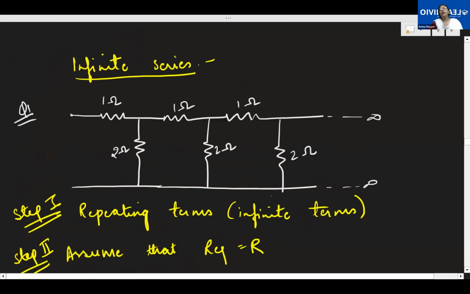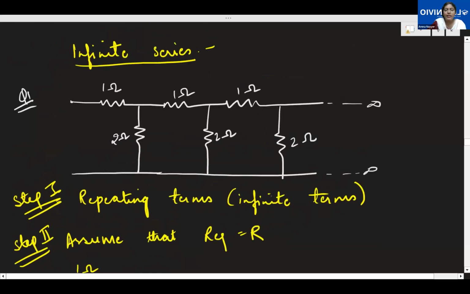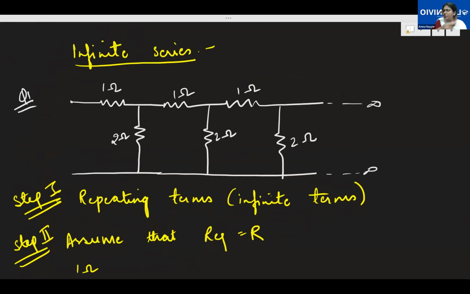There's one more case, of infinite series. What do you do for an infinite series? You identify the repeating terms. I'll just tell you the method; the calculations you can do later. Like in this, I can see 1 ohm resistor, 2 ohm resistor, 1 ohm, 2 ohm, like this. So identify the repeating term. This is infinite, meaning an infinite number of times 1 ohm and 2 ohm are connected.